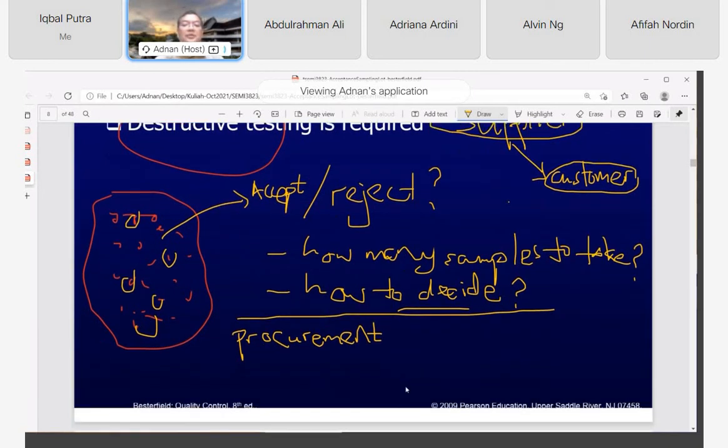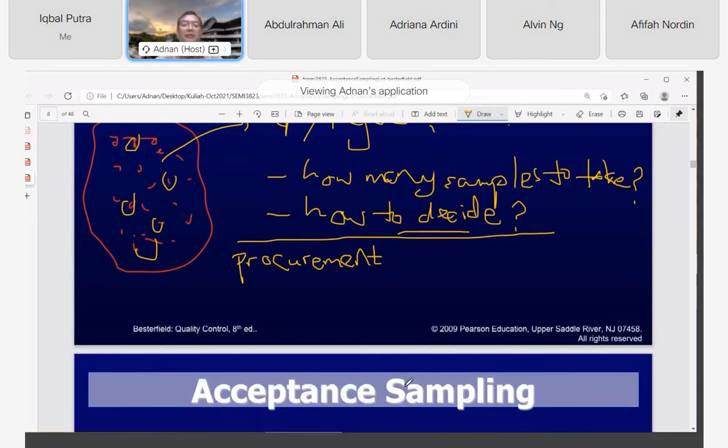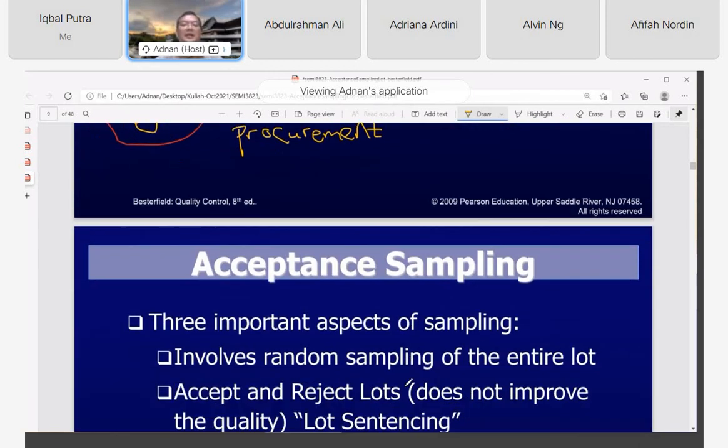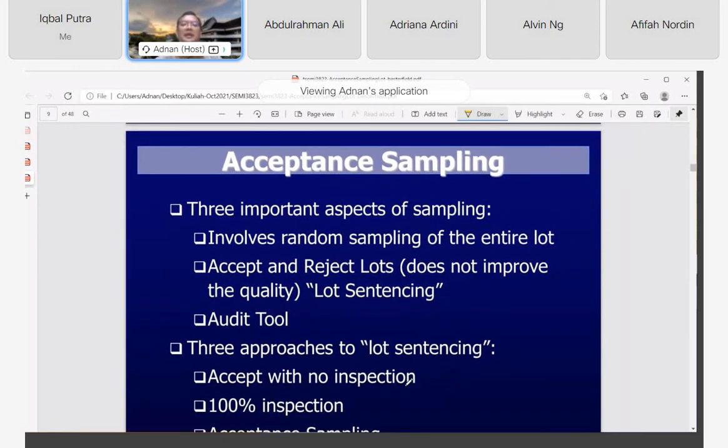Okay. So even as an engineer, you may be working in a department that does procurement, buying components. So you may buy from China, buy from Thailand, and so on. So knowledge of acceptance sampling is very important, to guide you in making decisions.